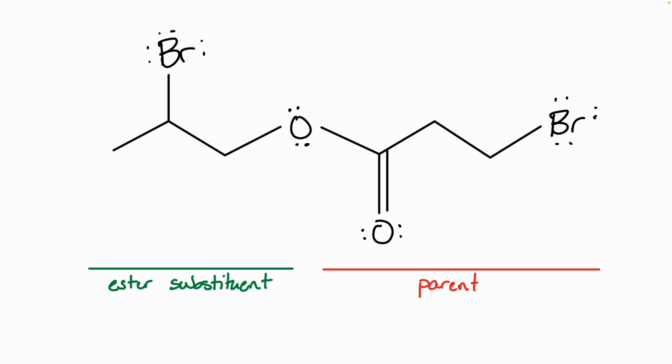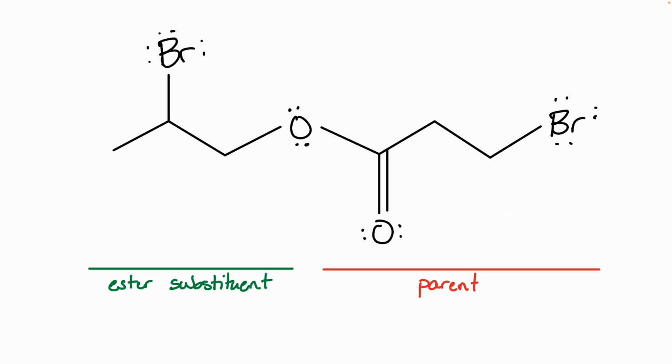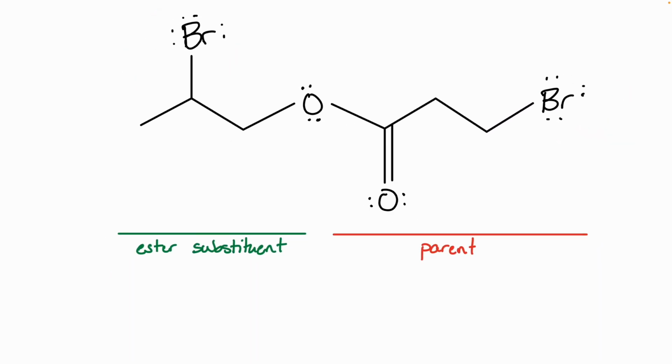Which means that you're going to have a bromo in that ester substituent portion of your name and a bromo in that parent chain portion of your name, right? Because of the location of these two bromo groups. Okay, so everybody just take a minute, see if you have not already, give this one a stab, and then we'll go through it.